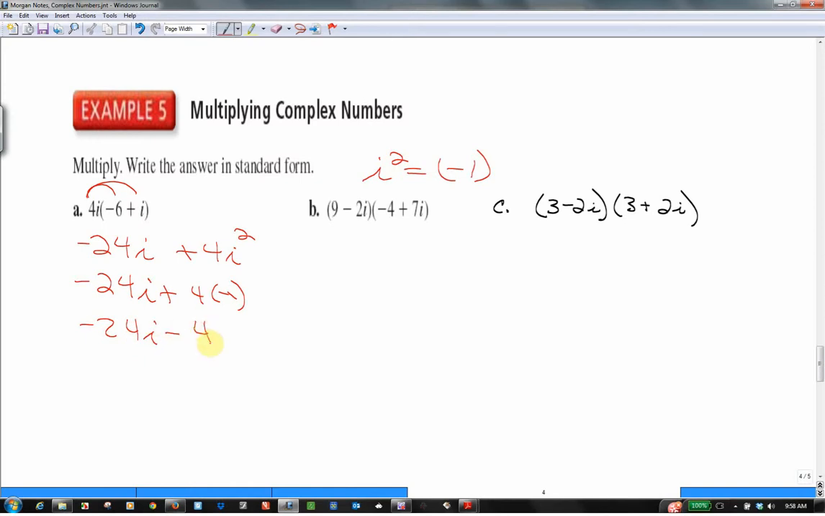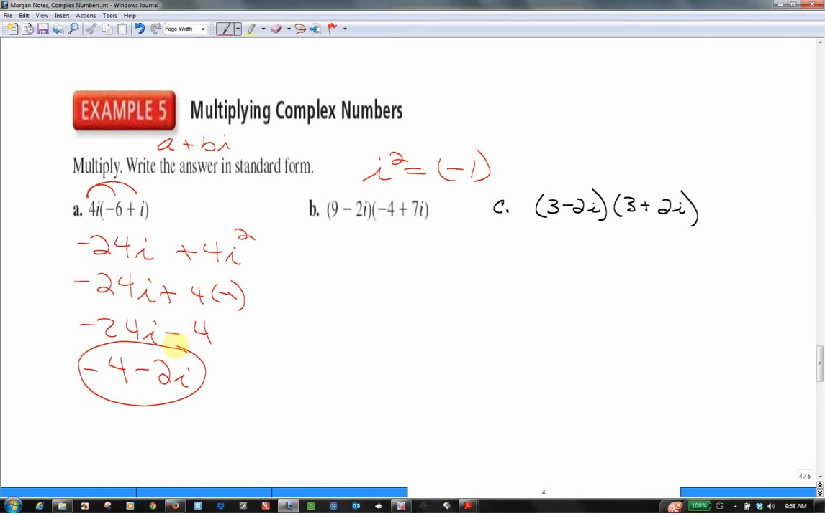Now what we want to do is write this in the standard a plus bi form. So we'll always put the real number first. So that would be a negative 4 minus 24i. That's how we would arrange that.